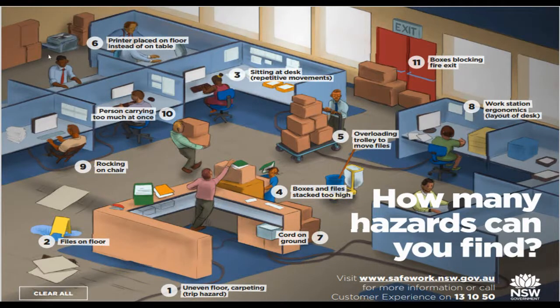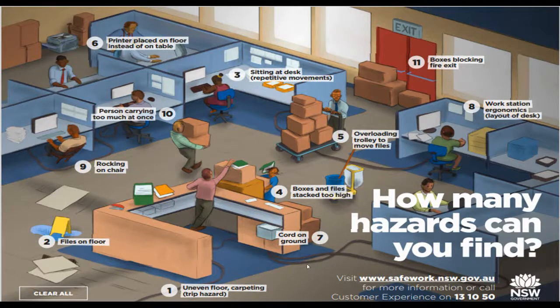This one is the control, engineering control. This printer must be properly placed on a suitable or appropriate table. Then number 7, where's number 7? Okay, cord on ground. As I mentioned, this one is commonly happening in any environment, not only the office.